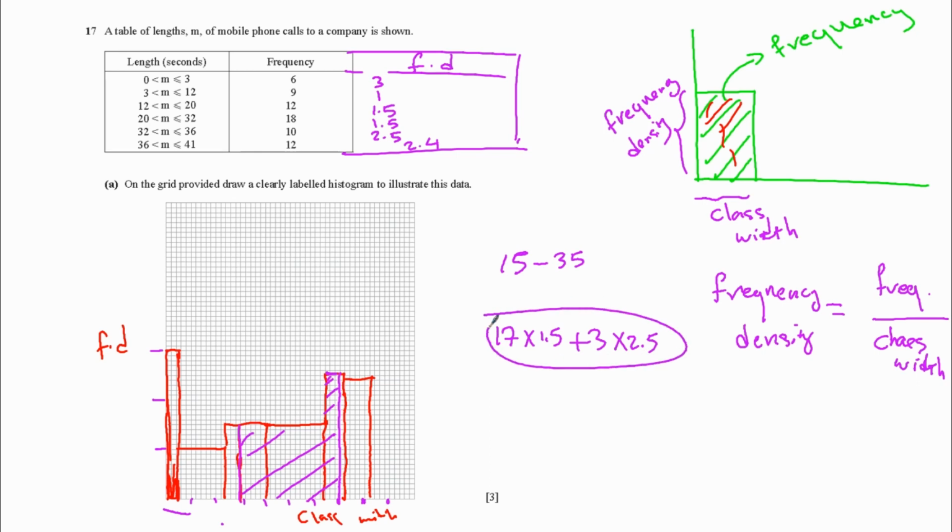I'm just going to use the calculator here. 17 times 1.5 is 25.5, plus 7.5 would be 33. So the answer for the first part is 33. I'm just going to clear this and write the answer on the next page. Okay, so the answer here is 33.